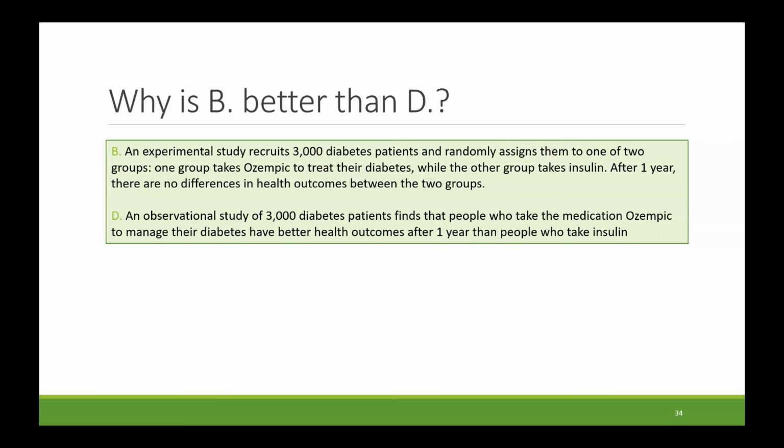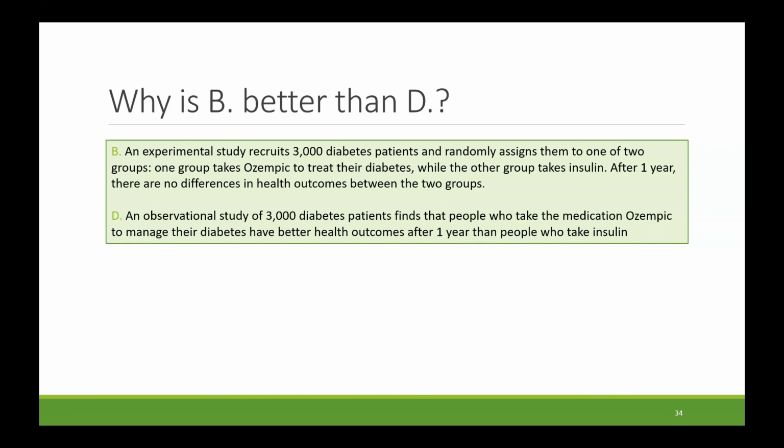B is saying there's no difference. D is saying Ozempic is better. So which one are we supposed to believe? Well, B is better than D. B is more reliable. And that's because it's an experimental study, while D is an observational study. Remember, observational studies show correlation, but not causation.